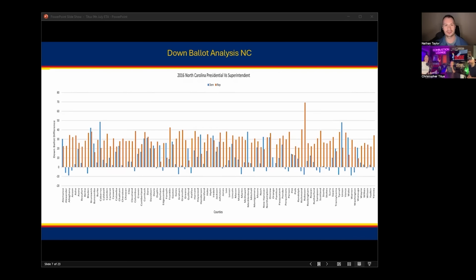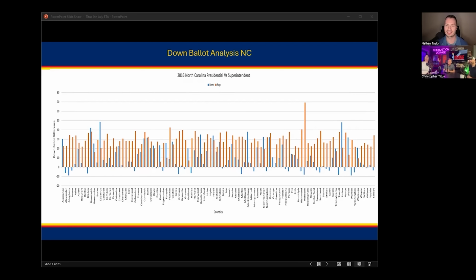So we pulled the data for 2016, North Carolina, how the Democrats and the Republicans performed at the presidential level versus how do they perform at the superintendent level? Because the superintendent is a few races down the ballot, but it's still a really good example of our concerns.